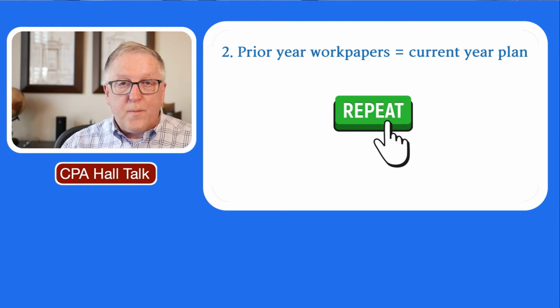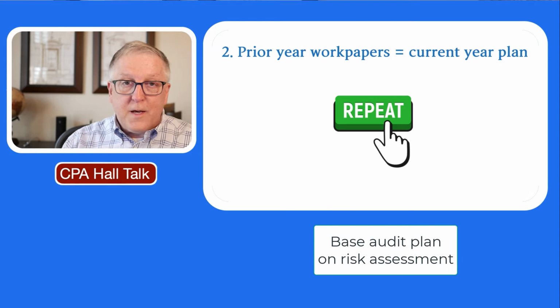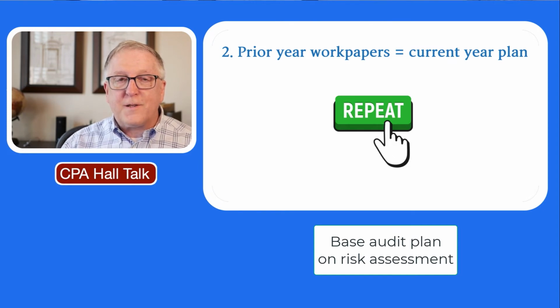Mistake number 2, prior year work papers are used as the current year plan. I've seen this hundreds of times where auditors will look at the prior year file, and sometimes the audit managers are telling the staff, just follow the work papers from the prior year. Well, that should not be your audit plan. Your audit plan is based on risk assessment. And just like we said in the first piece about tailoring the audit program, we do the risk assessment, then we create our plan. If the prior year audit work papers are the plan, then again, why do risk assessment?